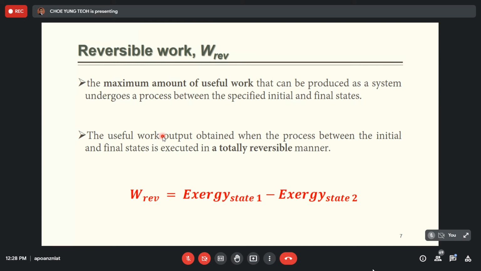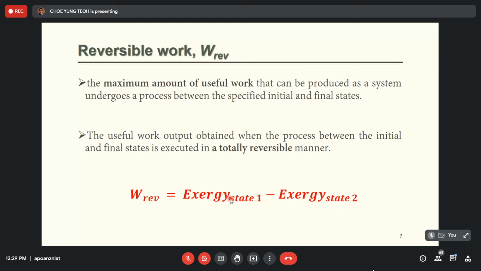The useful work is the maximum amount of useful work that can be produced as a system undergoes a process between a specified initial and final state. It is the useful work output obtained when the process between the initial and final state is executed in a totally reversible manner. So if I want to measure the reversible work, I can take the Exergy at state 1 minus the Exergy at state 2.